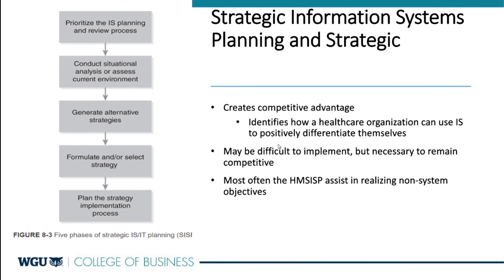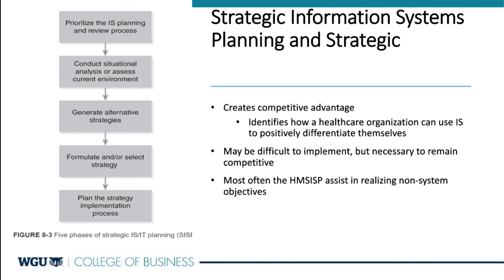Okay. The strategic information systems, planning and strategic systems. What this specific system does is create a competitive advantage. There are 5 phases in this strategic information system. You begin by prioritizing the information system planning and review process. What is it that we need to do? What is the purpose? What is our goal?